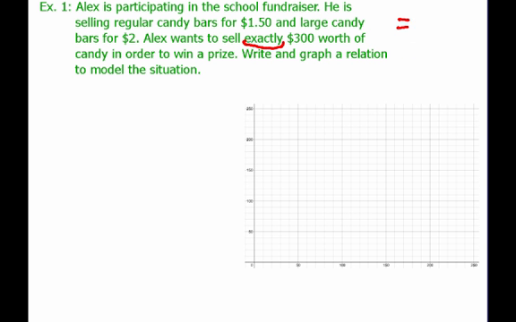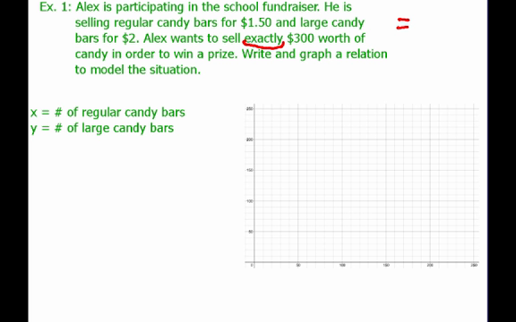All of our equations and inequalities for this are going to have two variables. I've got to have an x and a y in order to graph these. So I'm going to say that x is going to be my number of regular candy bars, and y is going to be my number of large candy bars. I'm going to use these to graph this. So I need to write an equation.